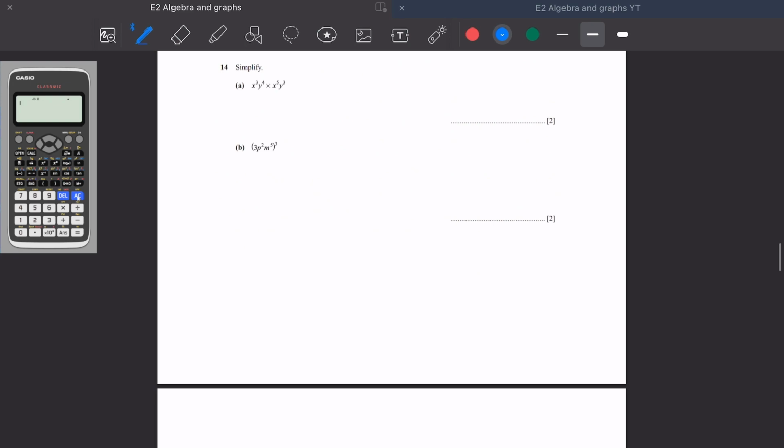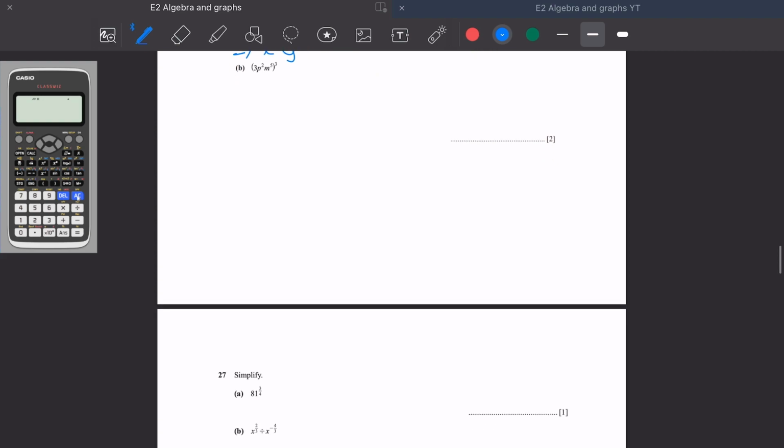The next question is simplify x to the 3 y to the power 4 into x to the 5 into y cube. Now the bases are same here and here, so you add the powers. X to the 8, base is same here and here, plus y to the 7. X to the 8 and y to the 7. The next question is 3p square m to the 5 whole cube.